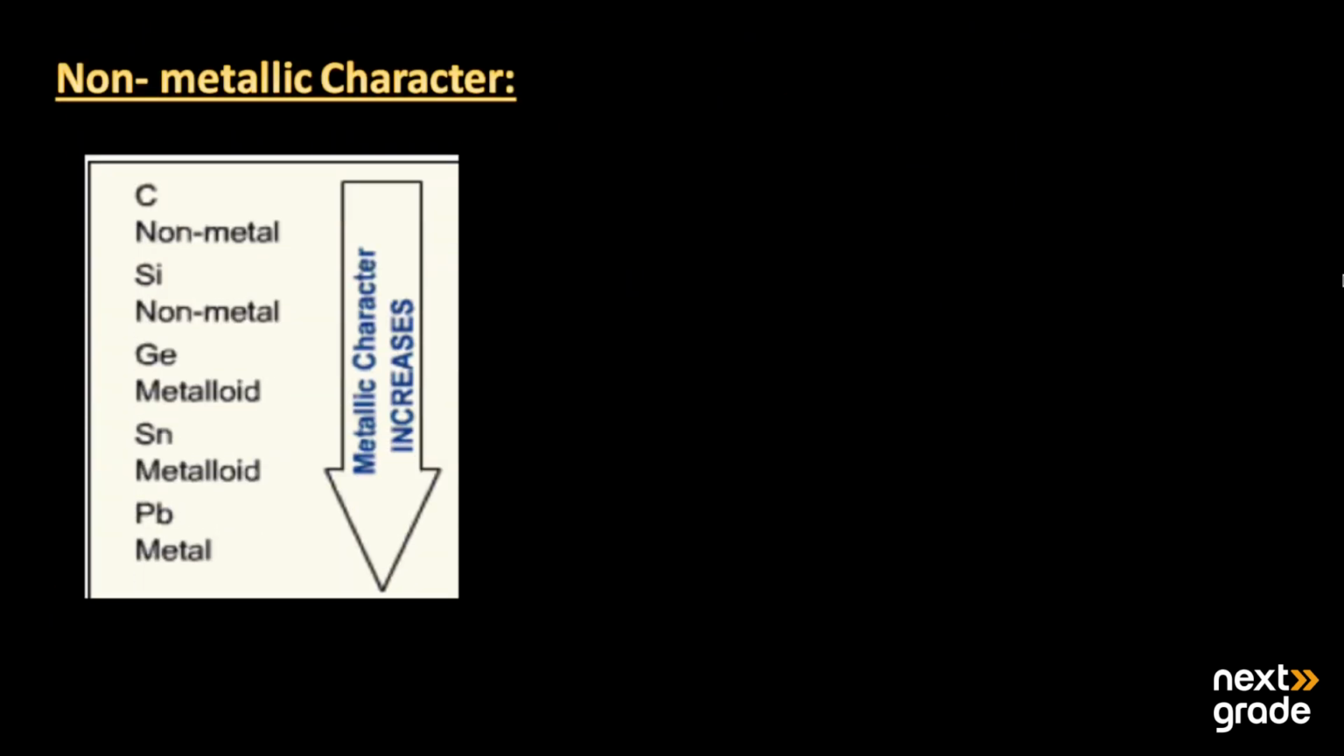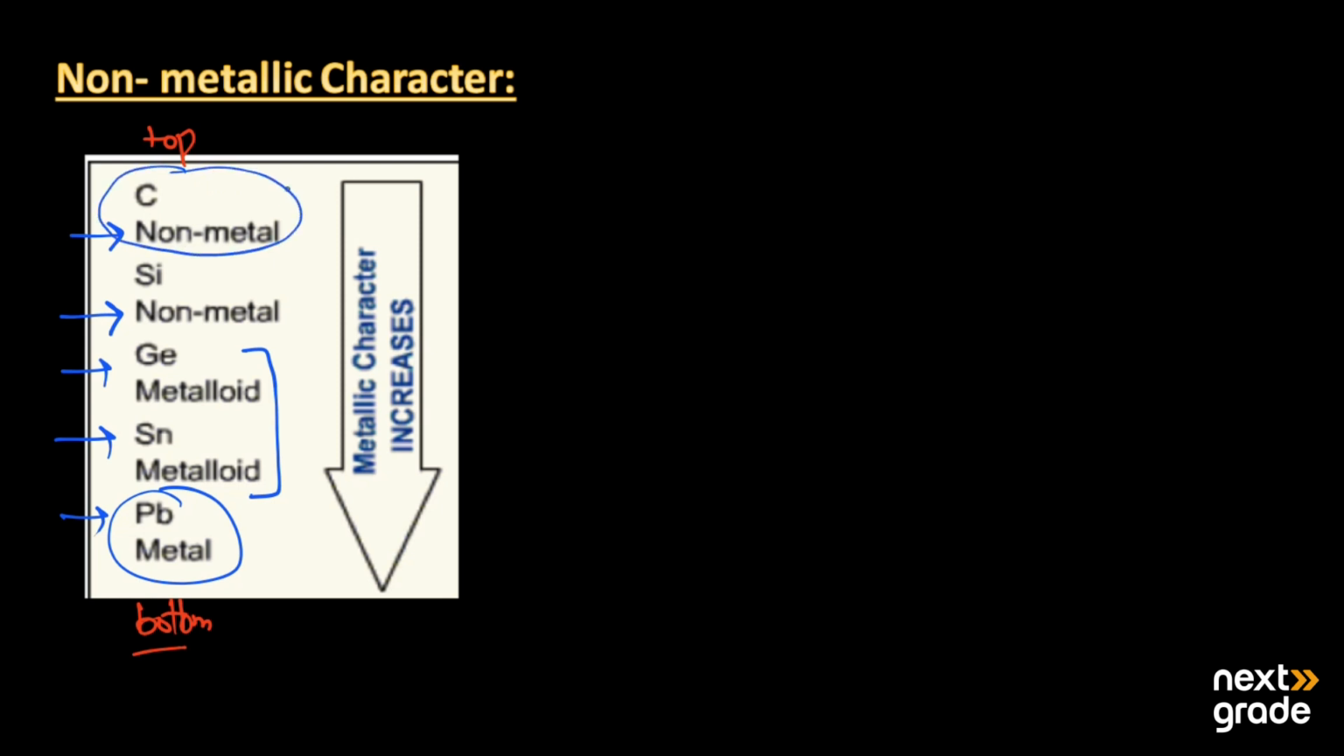The first one is non-metallic character. When we look from top to bottom in the carbon family, we see that carbon is a non-metal, silicon is a non-metal, but when we move down, germanium and tin are mainly metalloids, and lead is a metal. So the metallic character increases as you move down the group. As carbon is a non-metal, it has some properties that are different from the other elements.